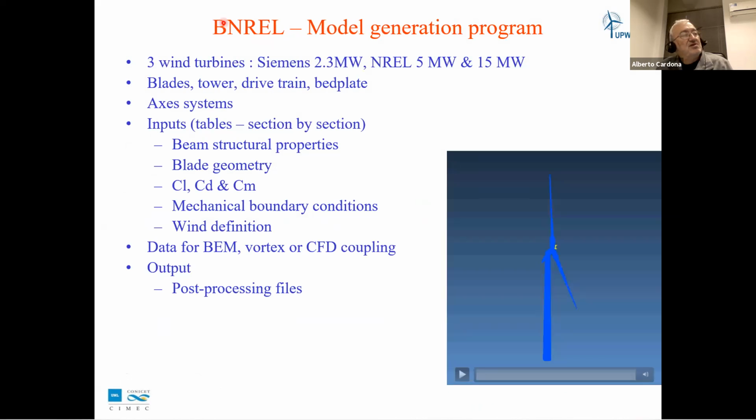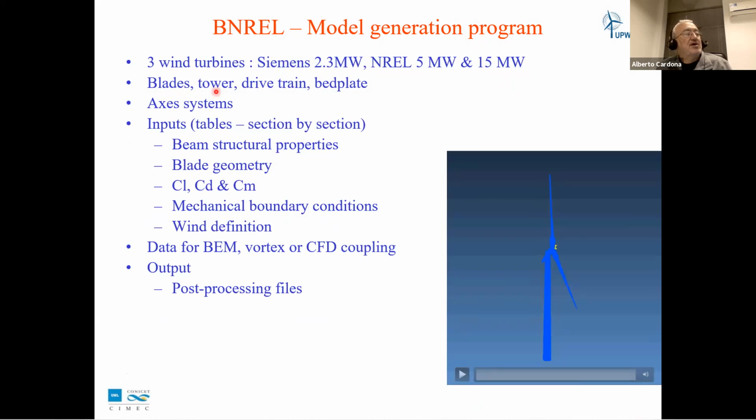This data has been computed in BNREL. This program has been used to simulate 3 different wind turbines, the Siemens 2.3 megawatts and the NREL 5 megawatts, and we are working on a 15 megawatts model of a wind turbine.